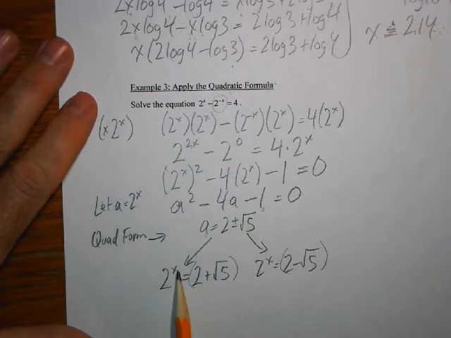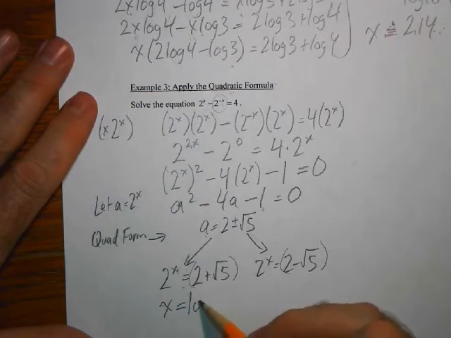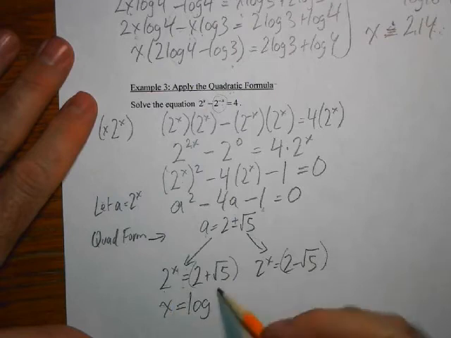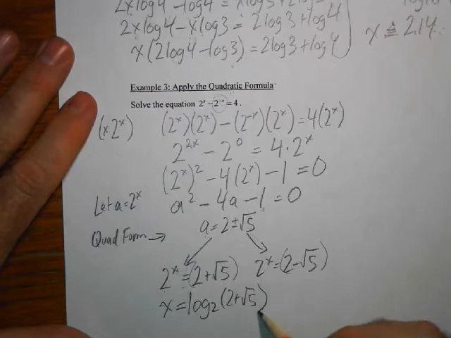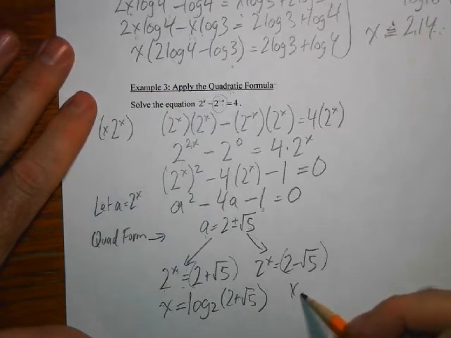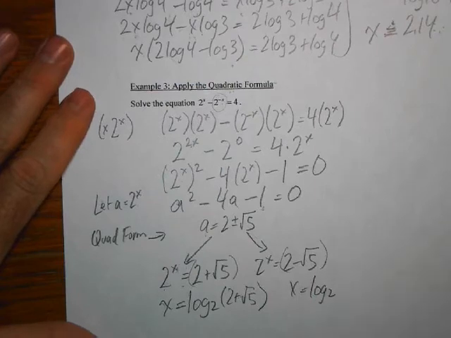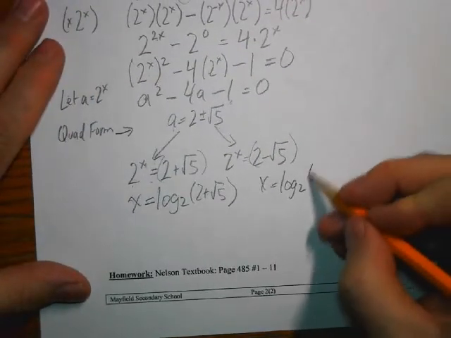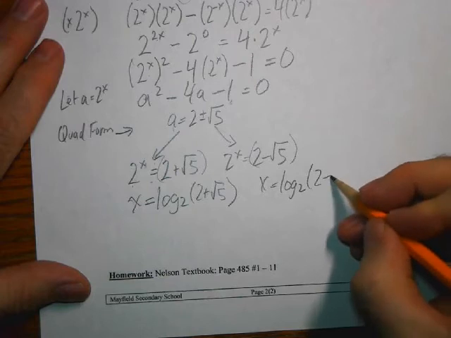I'm trying to solve for an exponent. So what do we do? We change it to logarithm form. The x is the exponent, so that's how our logarithm equation starts. The exponent is equal to the log base 2 of 2 plus root 5. And over here we get the exact same thing, except with a minus sign. X is equal to log base 2 of 2 minus root 5.